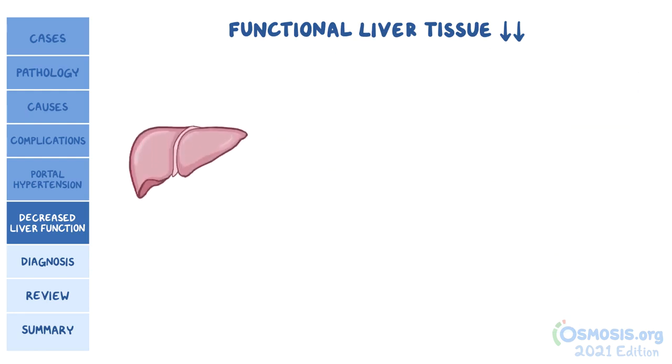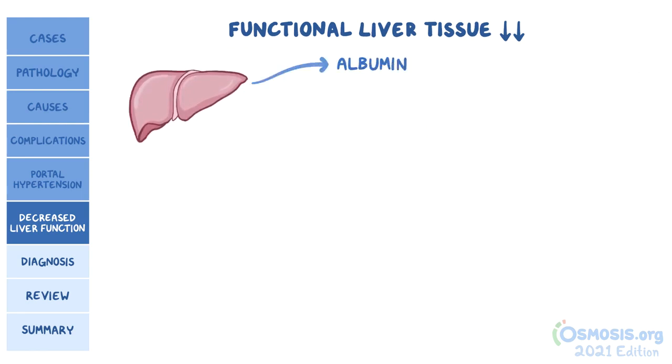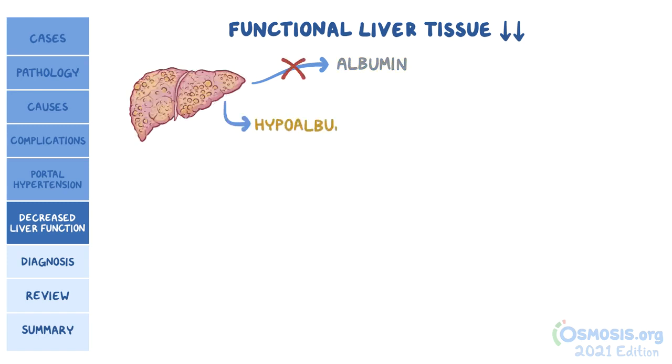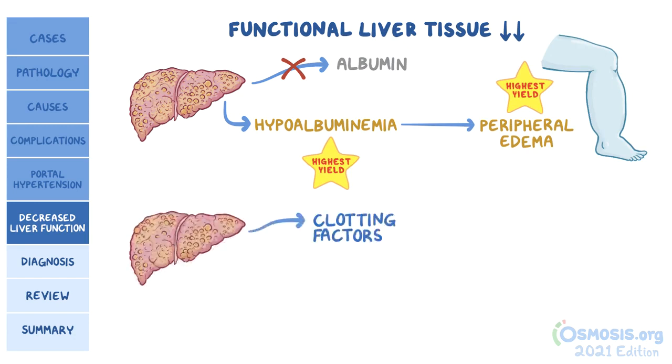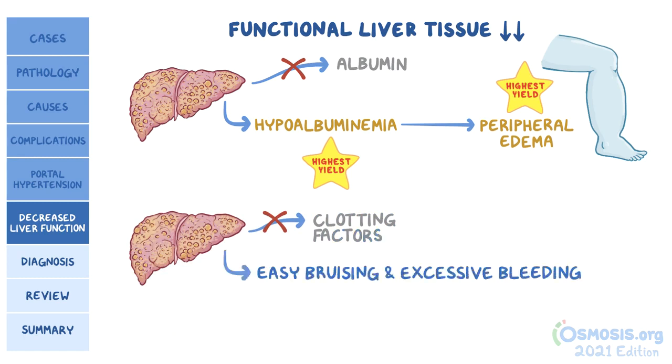Another important job of the liver is producing albumin, so cirrhosis also causes low albumin levels in the blood, or hypoalbuminemia. This causes peripheral edema, often seen in the lower limbs, since there's less oncotic pressure in the blood vessels and the fluid leaks out. The liver also helps in making clotting factors, so on your tests, a cirrhotic patient could also present with easy bruising and excessive bleeding.